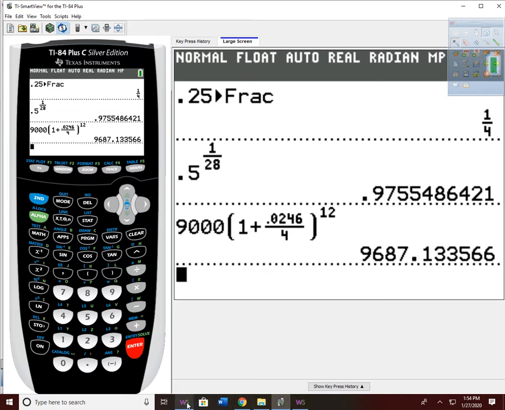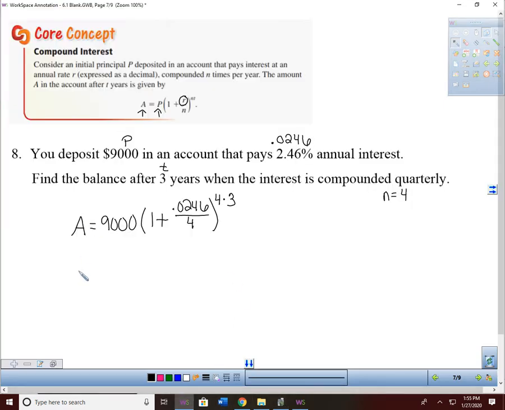So you're only rounding to 2 because we only have 2 decimals for cents. So you have $9,687.13. So in 3 years, he made $687.13, which isn't too shabby.